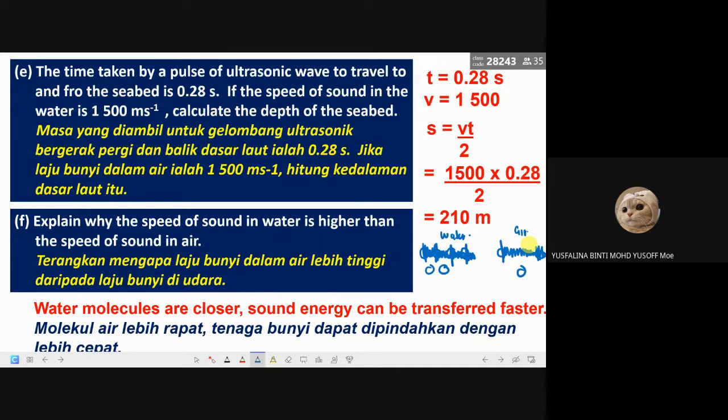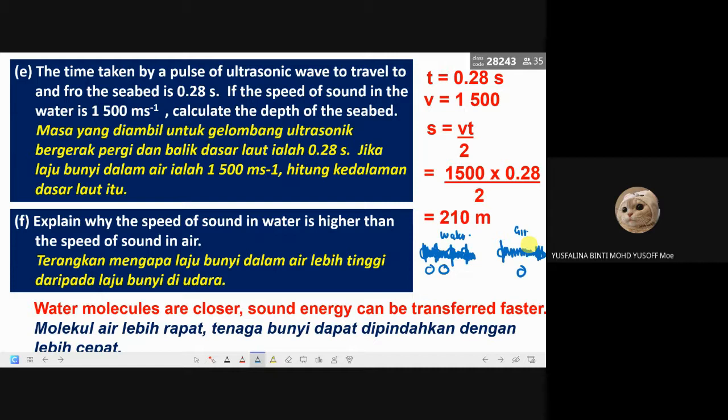Because in water, the arrangement of molecules is much closer to each other, it is easy for the molecules to transfer the sound energy. They vibrate, hit another molecule, transfer the sound energy, then that molecule vibrates. So it takes a shorter time compared to air. That's the reason: the water molecules are closer, so the sound energy can be transferred faster.